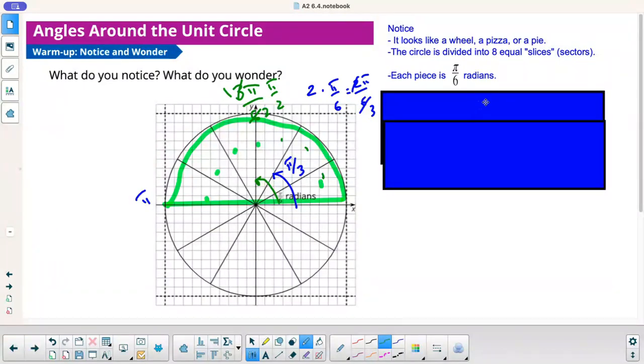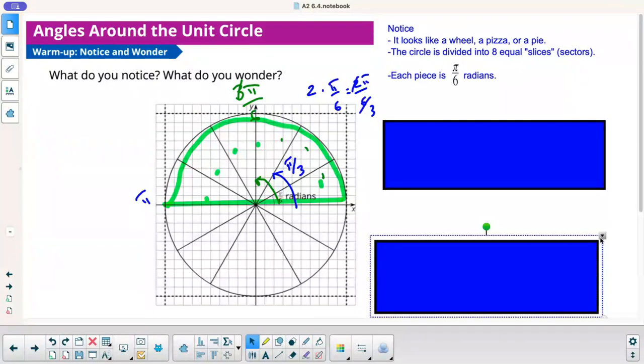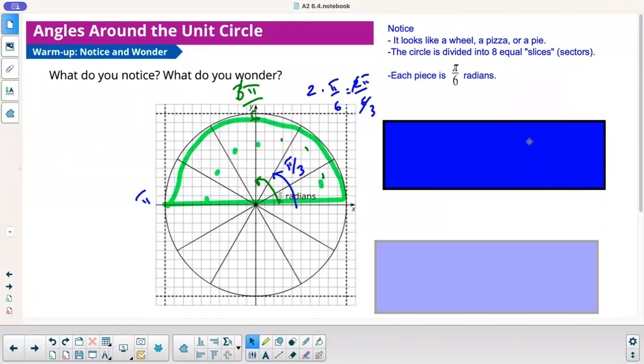So a little bit of stuff there. I'm just opening it up for discussion. If I were in a classroom with a bunch of students, we'd piggyback off some of this stuff and have some good discussions. Okay, all right, let's go on to some wonders.